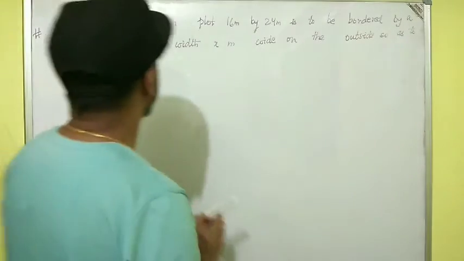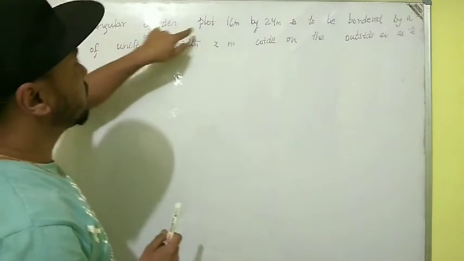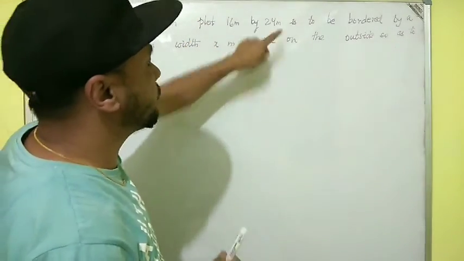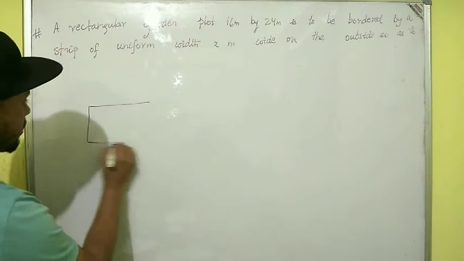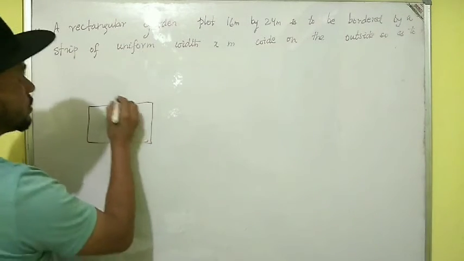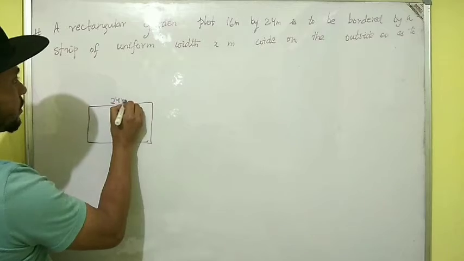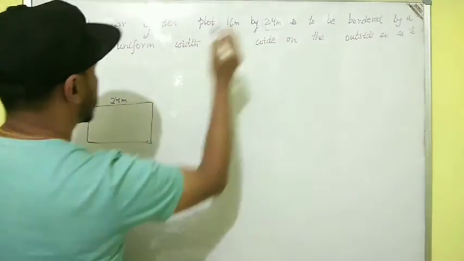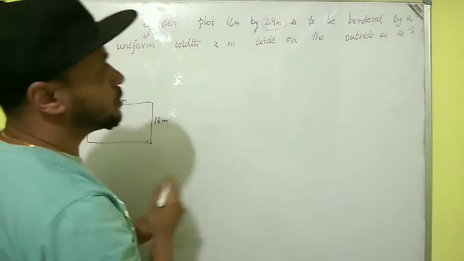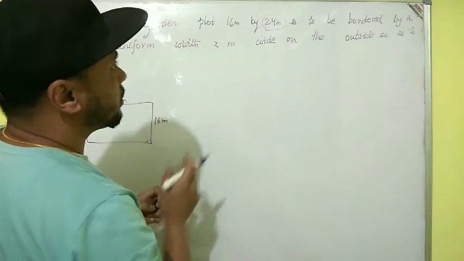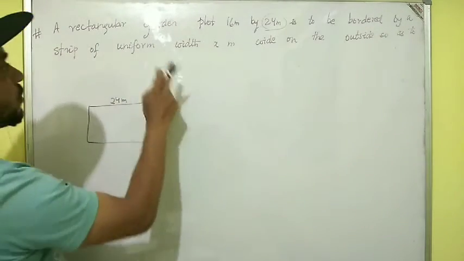Take another example. A rectangular garden, whose length is 24 meters, the bigger one has to be the length, and whose breadth is 16 meters, is to be bordered by a strip of uniform width.